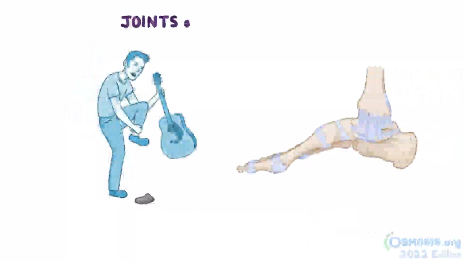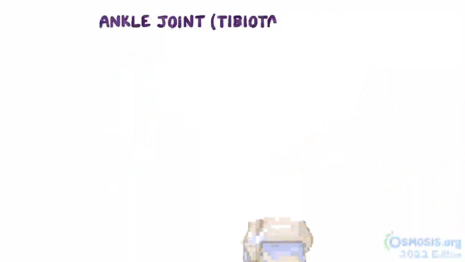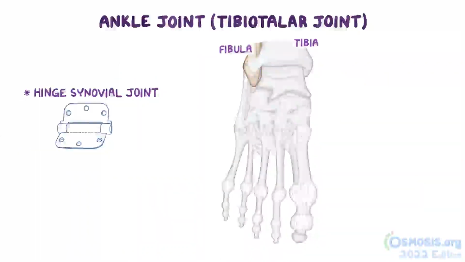Let's talk about the joints of the ankle and the foot. The ankle joint, or tibio-talar joint, is a hinge-type synovial joint located between the distal ends of the tibia and the fibula and the superior part of the talus, which are the 3 main bones of this joint.